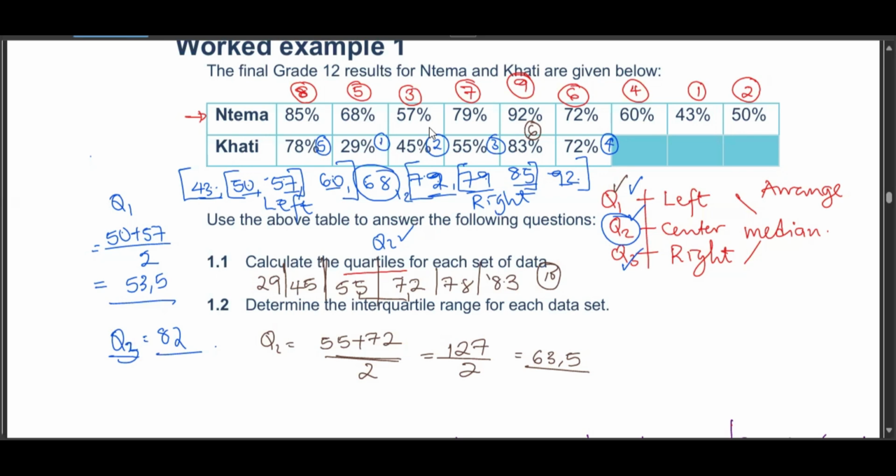This is our Q2. But because we've added now, our left will start from there. We don't have a definite answer. Also, our right will start from here, coming this side. So we read with 3 numbers, 3 numbers. So my Q1, that's on the left. The median on the left, since there are 3 numbers, we have it as 45. And the median on the right, which is represented by Q3, equals 78.